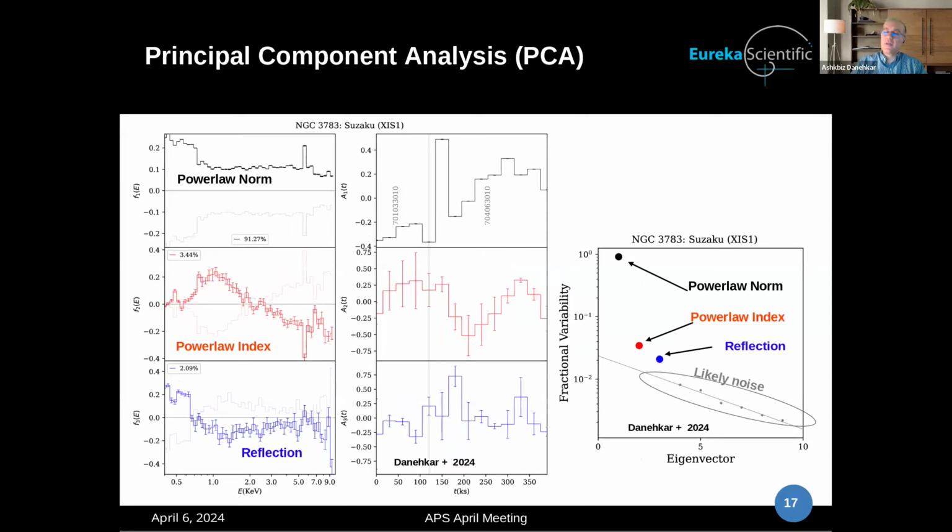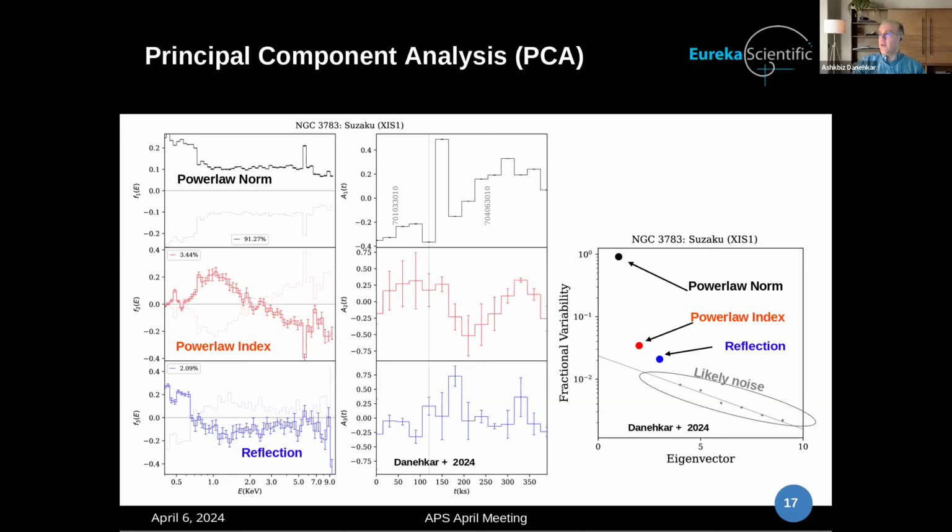I also did this study for Suzaku. For this study, I use all available archival data of Suzaku, and I produce time slice data at 10 kiloseconds, and I use those data with the principal component analysis Python package. Here you see the power law normalization factor has 92%, the power law index has around 3%, and reflection is around 2%. So the reflection variability is very low, and I should explain the eigenvalue plots on the right.